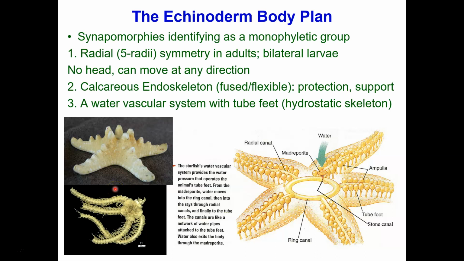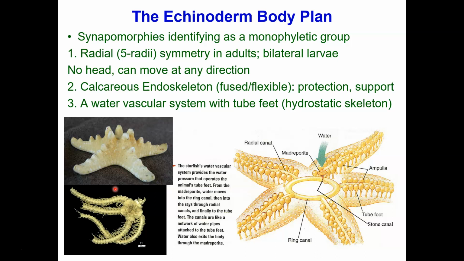Synapomorphic features. What kind of synapomorphic features can we identify in this particular group that help us to group all of them as a monophyletic clade? They have radial symmetry. This is really interesting because this is not the first time radial symmetry evolved in the animal kingdom. We did observe that in certain cnidarians. And so this is a re-evolution of radial symmetry, right?